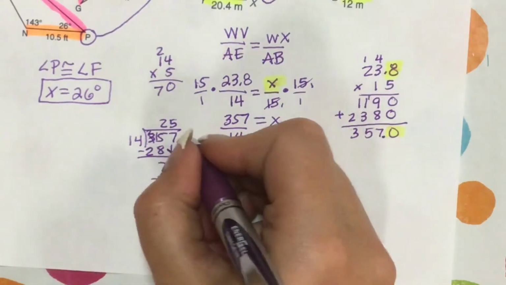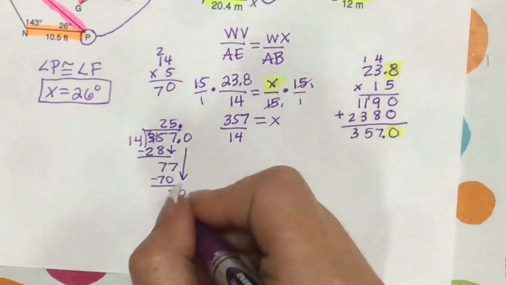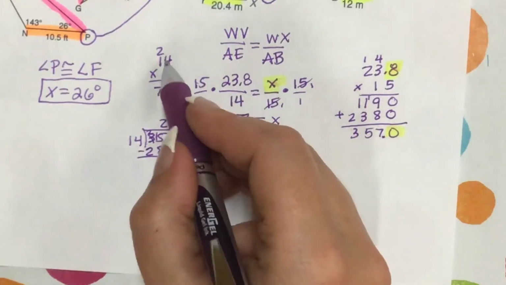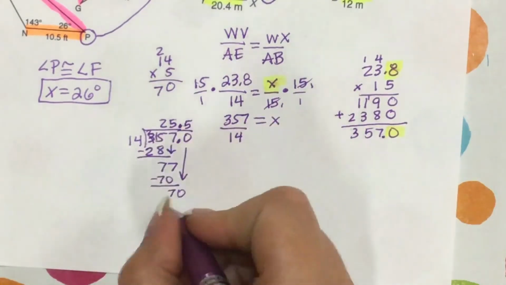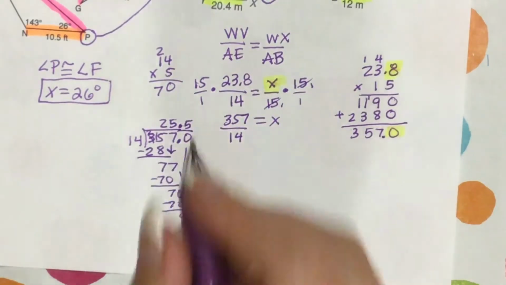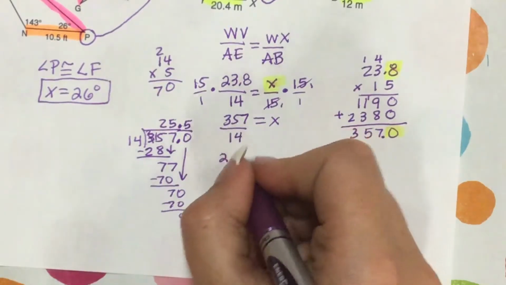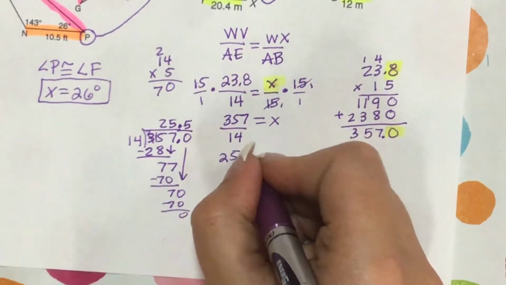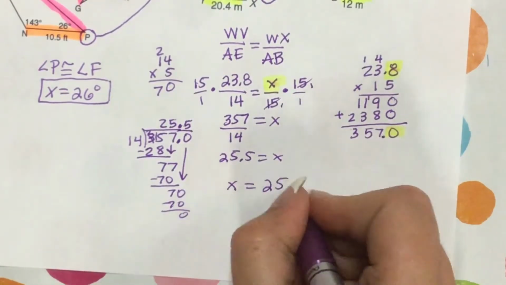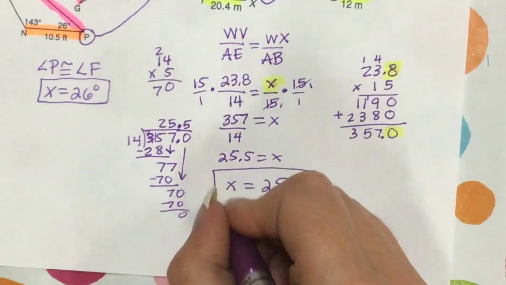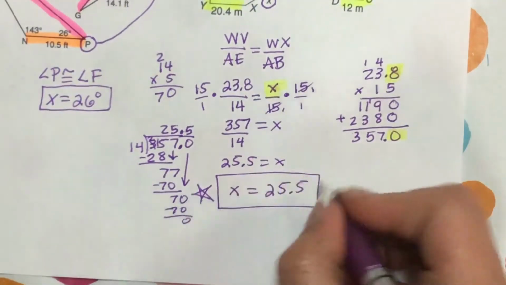And then I have a remainder, so I need to keep going. I'm going to add a decimal, drop down that 0. And now I have 70, which is totally cool because I just figured out that 14 times 5 is 70, so I know it's going to go in 5 times. I have no remainder, so boom, there you have it. 357 divided by 14 is 25.5. That's what x equals. I'm going to go ahead and put the variable on the left side, and that's the answer. So if you got that one right, great job.